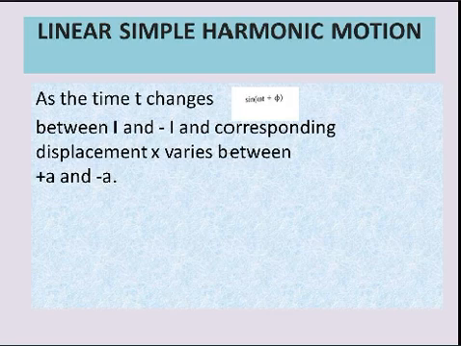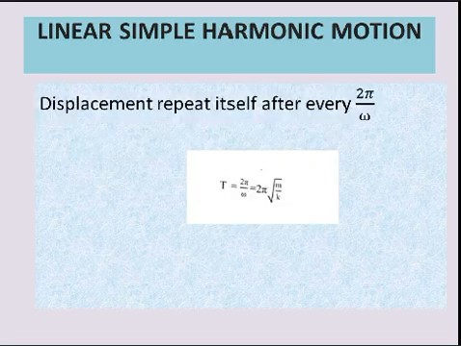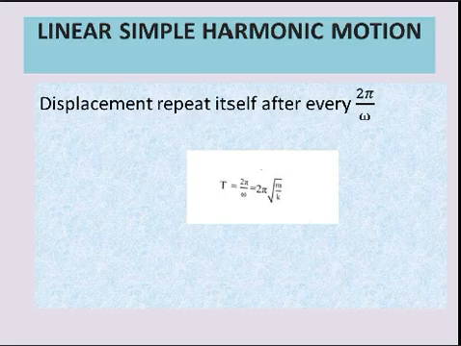Very important, the maximum value of sine omega t plus phi is equal to 1 and the lowest value will be -1. And the corresponding displacement x will also vary from +a to -a. Remember these values from multiple choice point of view. Very important line: displacement repeats itself after a regular interval of time, as I already told you, and that is nothing but 2 pi by omega.